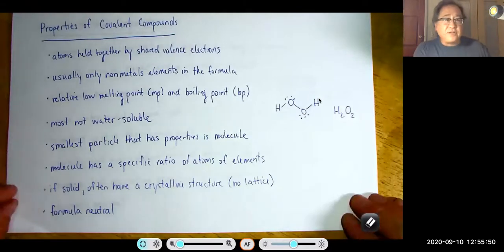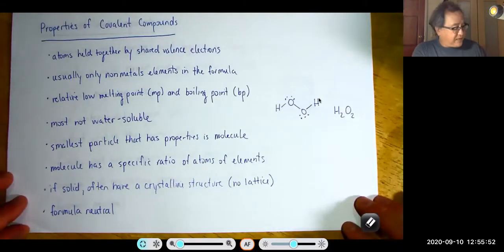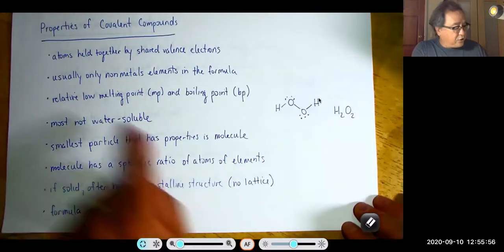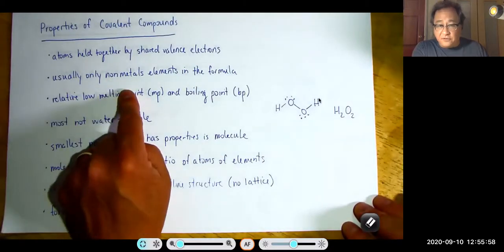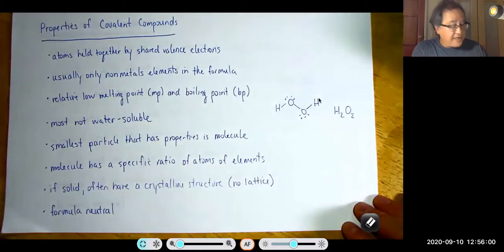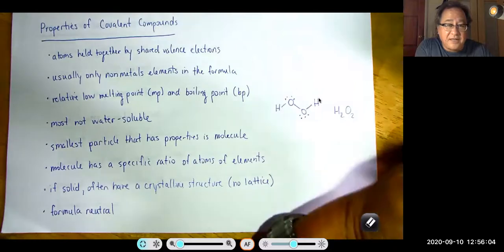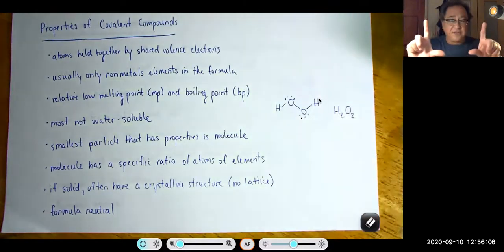Okay, so let's look at the properties of covalent compounds. The atoms are held together by shared valence electrons. There's usually only nonmetal elements in the formula. And so now you know why it's important to know where the metals and nonmetals are on the periodic table. Looking at a periodic table, you can say, based on the formula and where they are on the periodic table, it must be a covalent compound.